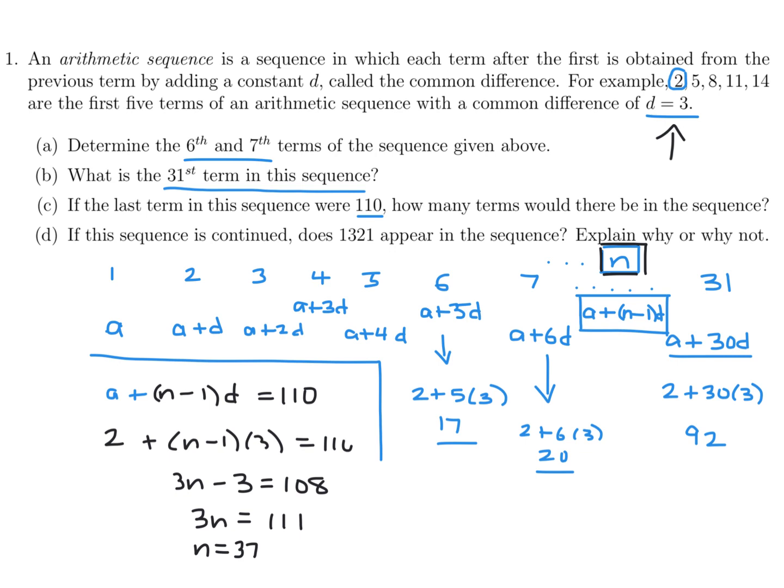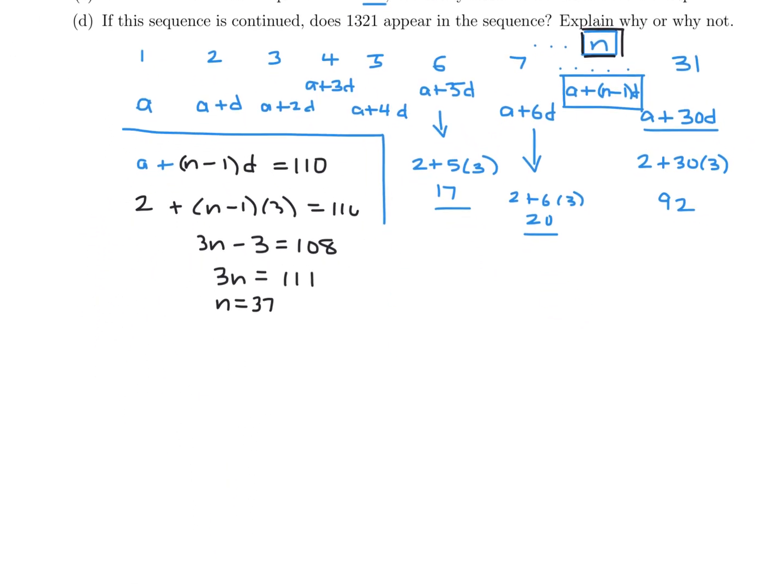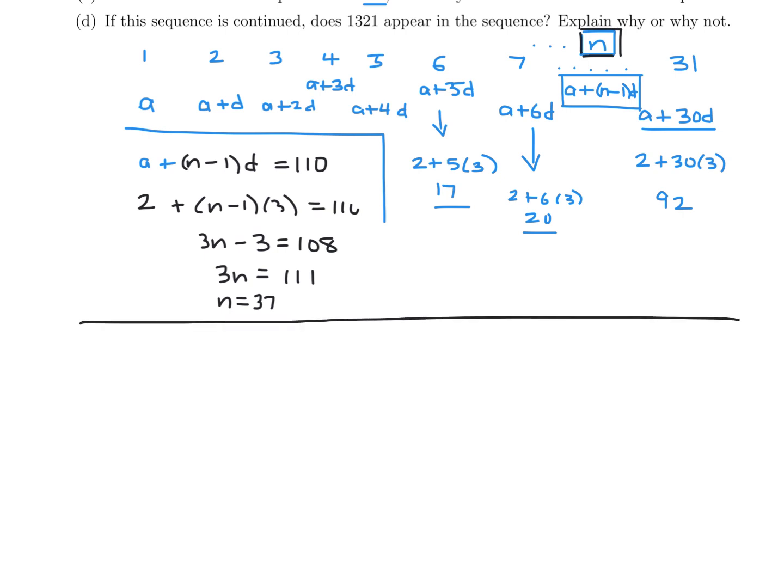If this sequence is continued, does 1321 appear in the sequence? Why or why not? Well, if 1321 appeared in the sequence, it would be of the form a plus nd, right? All the terms are like that. So there'd be some value of n for which you'd be able to get 1321. And we know that a is 2, and d is 3, n we don't know. So let's see if we can figure this out.